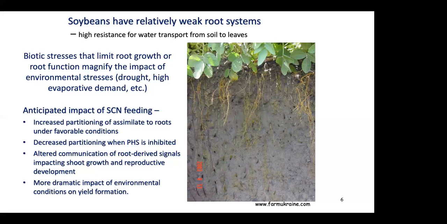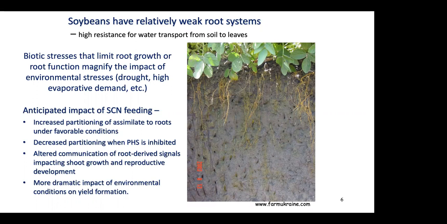Because there's an inhibition of root development, root proliferation, the parts of the root that are producing chemicals that are important for shoot function, that communication changes dramatically. So the root-derived signals that we know have an impact on photosynthesis, for example, and seed formation, seed development, those signals are altered. And that has a big impact on the success of the plant's reproductive development.